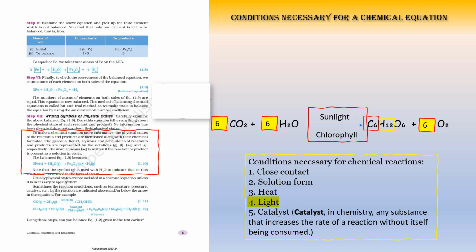Heat, light and catalyst. What is a catalyst? A catalyst in chemistry is any substance that increases the rate of a reaction without itself being consumed. That means, in this case, sunlight and chlorophyll actually allow the process. They do not form any product in the reaction. Therefore, if you notice this chemical equation, you can see the products of carbon, oxygen, and hydrogen only has formed simple sugar and oxygen. Nothing from sunlight or chlorophyll has become a part of the product of the reaction.